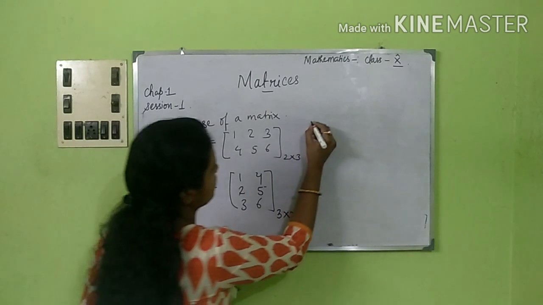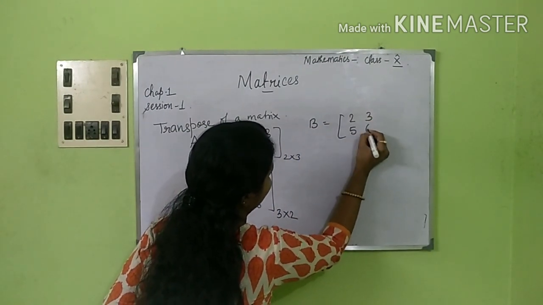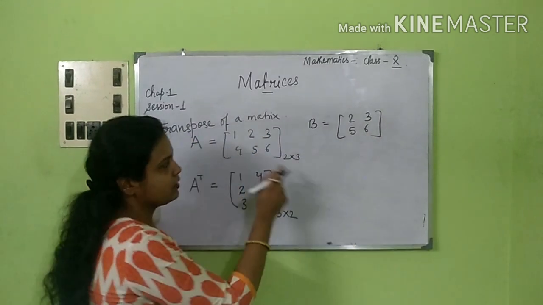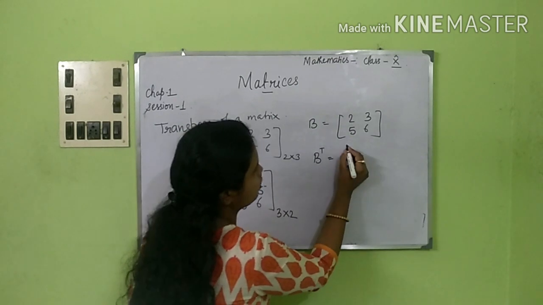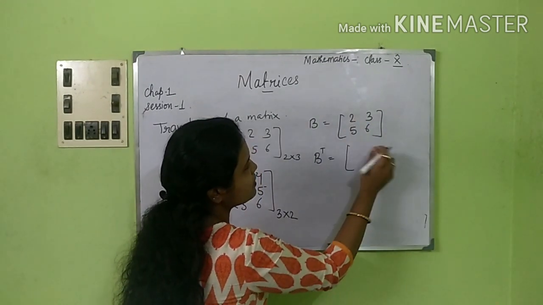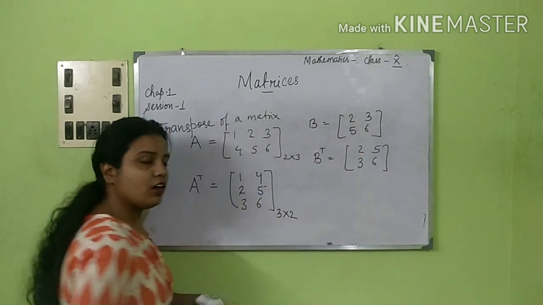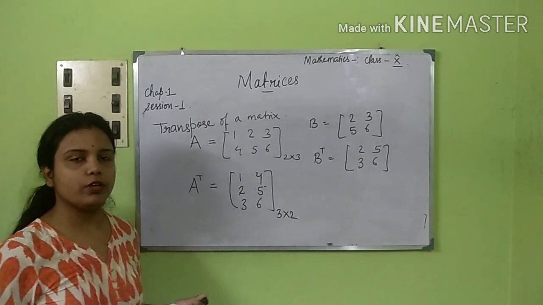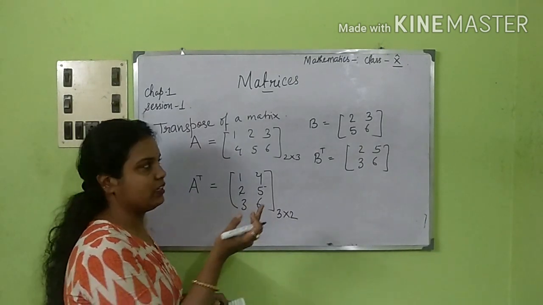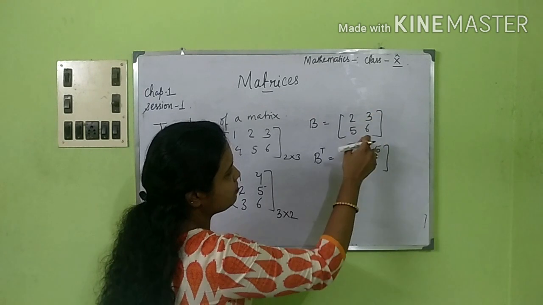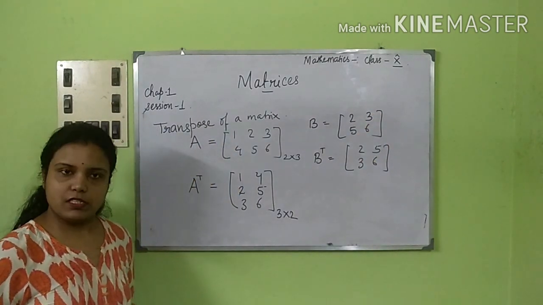Suppose we take another example, B is equal to 2, 3, 5 and 6. This is a square matrix. See, this was a rectangular matrix that I had taken. So B transpose equal to, this 2 will become the first line, that is 2, 5, 3, 6. Here the order remains the same because the order is not going to change for a square matrix. Just the values are differing. See, 2 and 5 went up, 3 and 6 became the next 2 elements.